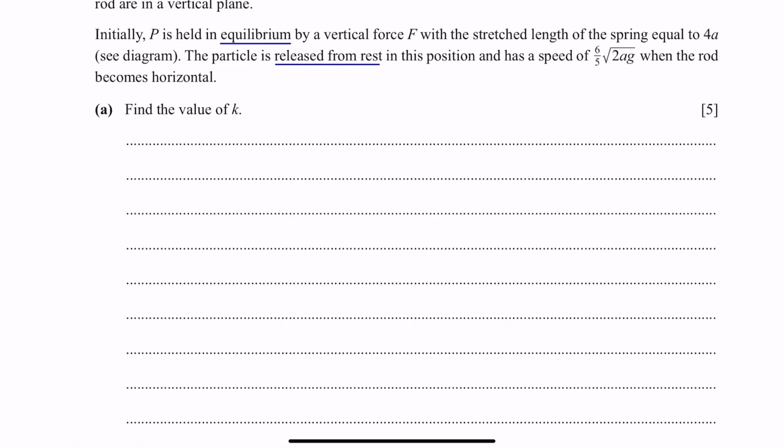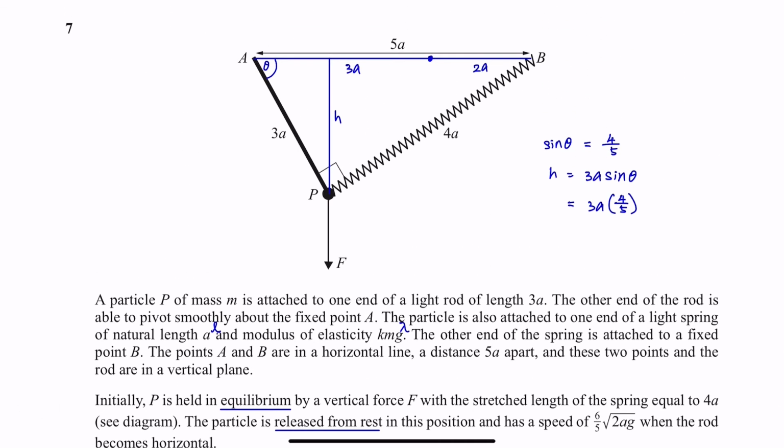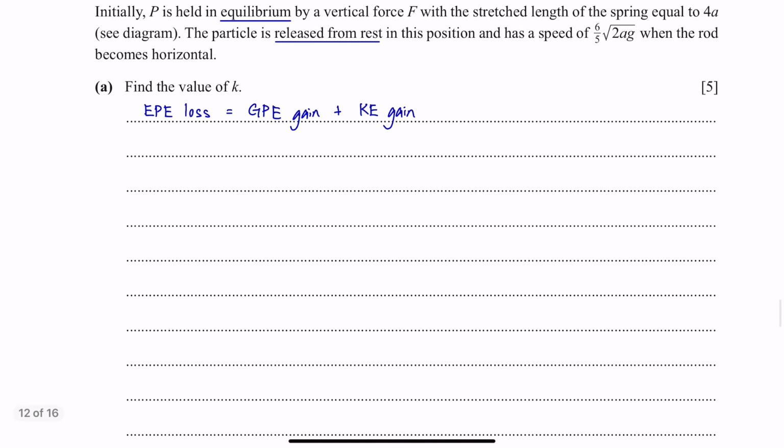So now we can consider the change in energy. So we know that for elastic potential energy, there will be a loss because the extension decreases. And for gravitational potential energy, it's increased because the height increased, right? And for kinetic energy, it's also increased. So there's a gain in the kinetic energy because initially it's at rest.